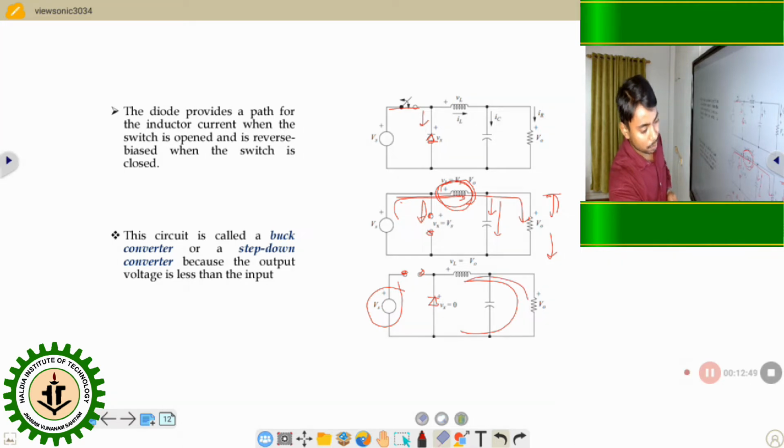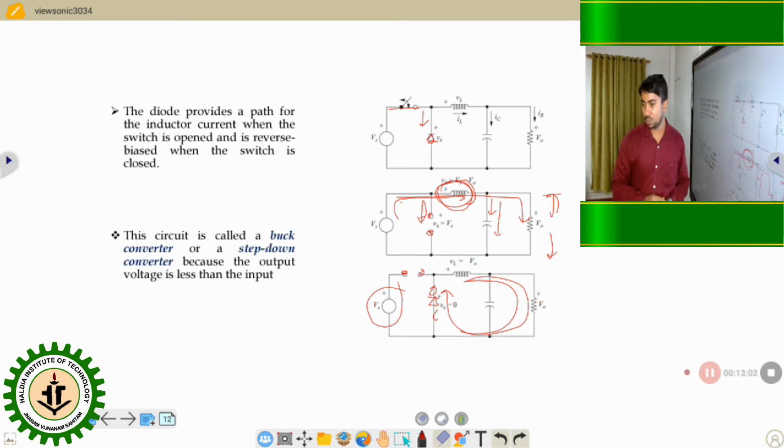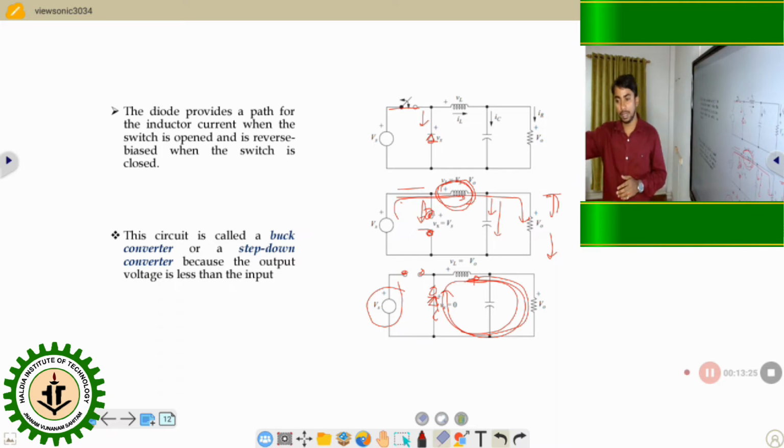If we don't use the diode here, then there is no path to release this energy. That's why we use the diode. When the switch is closed, the diode acts as an open circuit. When the switch is open, the diode is forward biased, so current can flow, and the stored energy of the inductor is released through this diode and the load. That's why we can get a constant output voltage. And this voltage can be increased or decreased by changing only this parameter, the duty ratio.